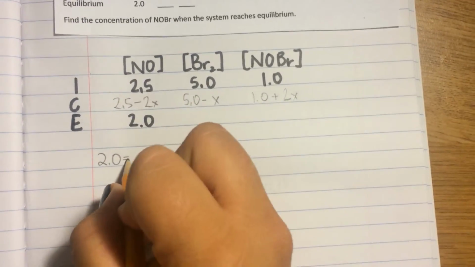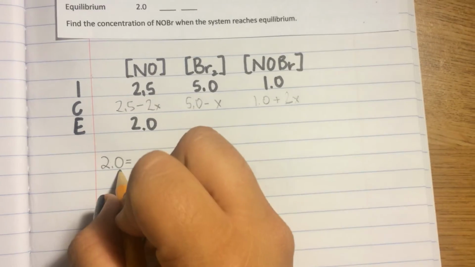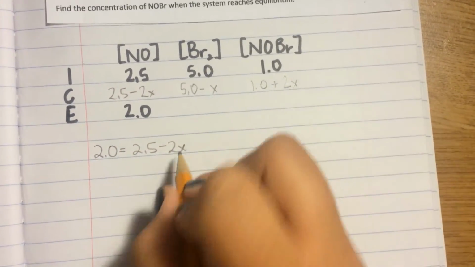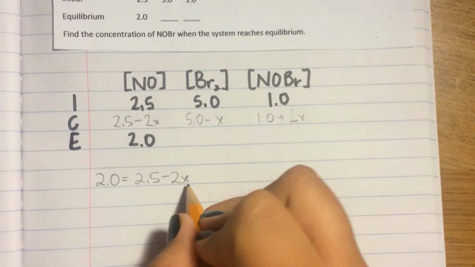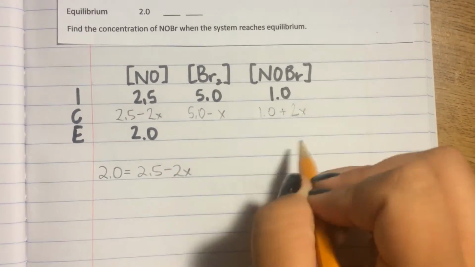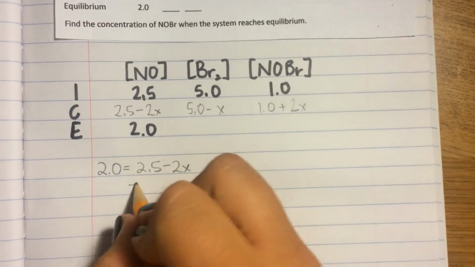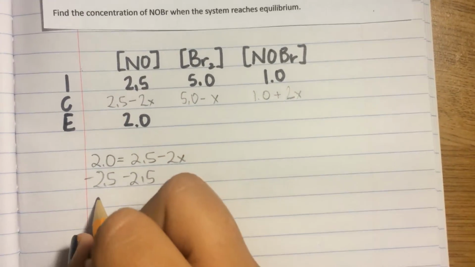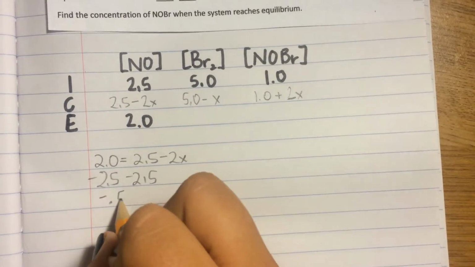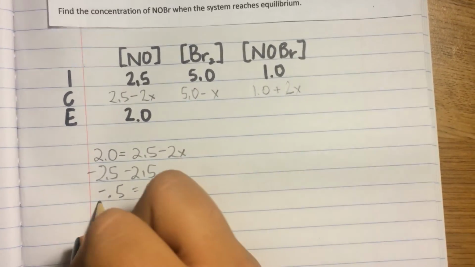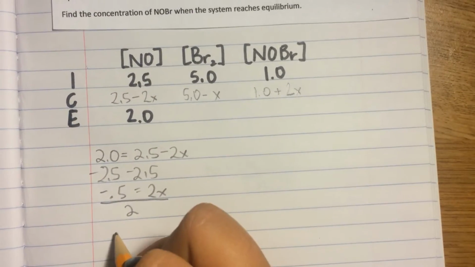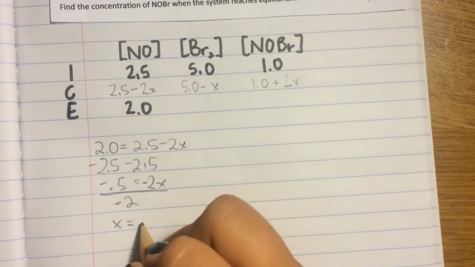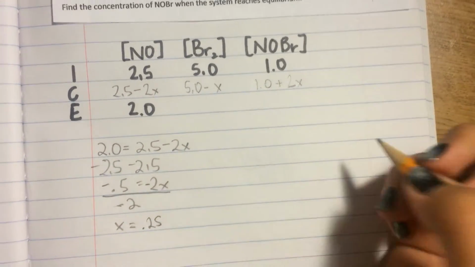So then I already know what the equilibrium is, so what I can easily do is create an algebraic equation. I know that the equilibrium is equal to 2.5 minus 2x. So what I want to do is isolate the x so I can solve for it. So I could do 2.5 on both sides, subtracting, which will give me negative 0.5 is equal to 2x. Then I divide by 2, and it gives me that x is equal to 0.25.